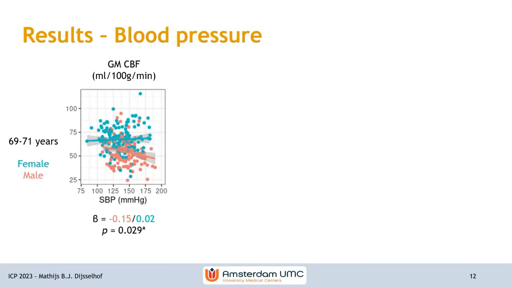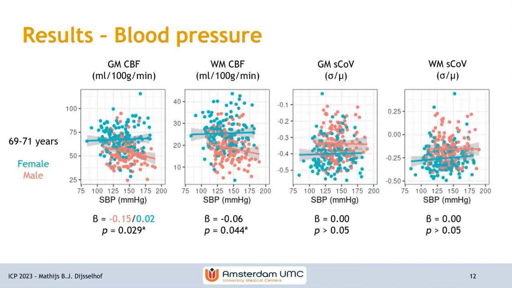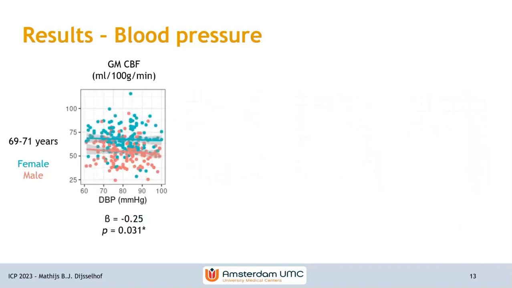So men tended to show a negative association, whereas females showed a relatively stable association. I've put all the figures separately for males and females there, but unfortunately, this was the only sex interaction effect we found. For white matter CBF, we only found a general negative association. And looking at systolic blood pressure and the spatial coefficient of variation relationships, we didn't find any significant relationships.